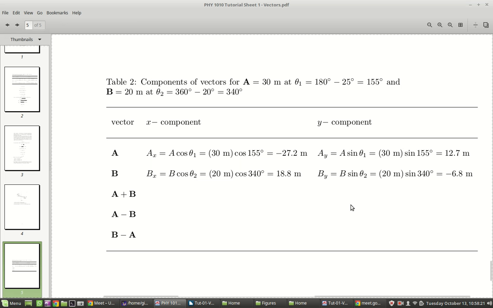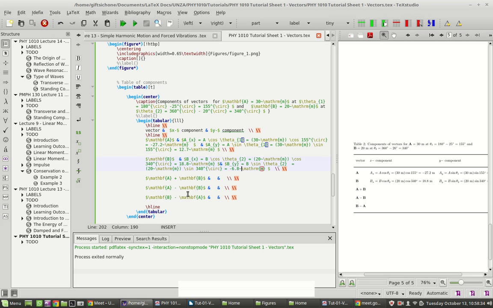Okay, next, if we are going to do a plus b, a minus b, b minus a, we need to add the components. We need to subtract the components. So in this case, we need to find the components of a plus b. We need to find a plus b x.